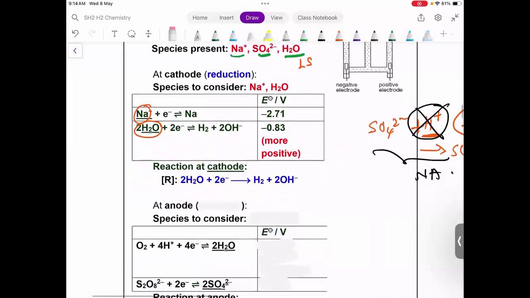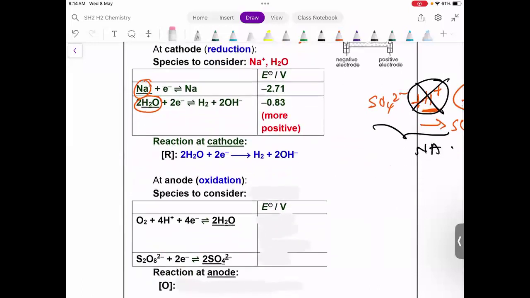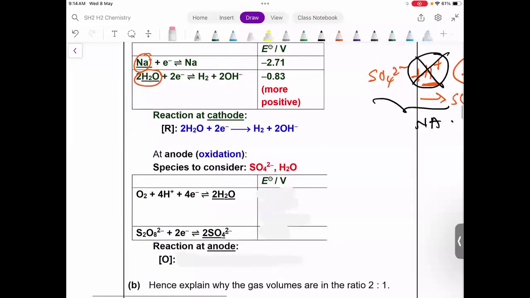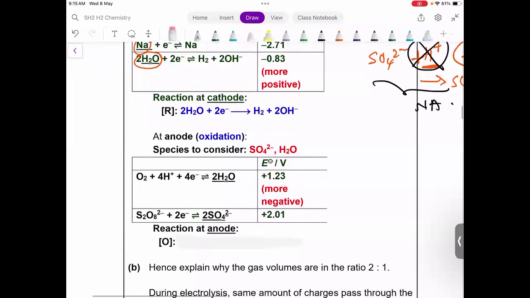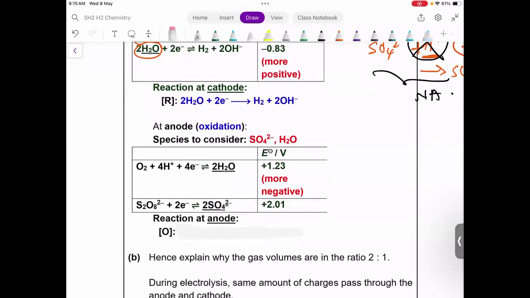Okay, so at the anode, this is where oxidation takes place. For oxidation, what can you consider? Yes, the sulfate oxidation as well as your water. Always remember water in aqueous medium. So between these two, the one that is less positive, more negative, will be the one undergoing oxidation. So between these two, obviously it is oxidation of water.